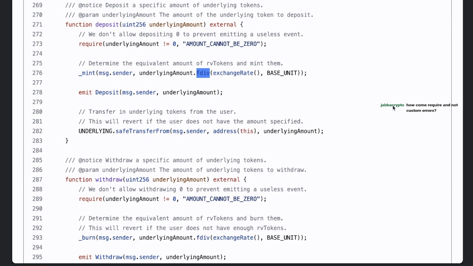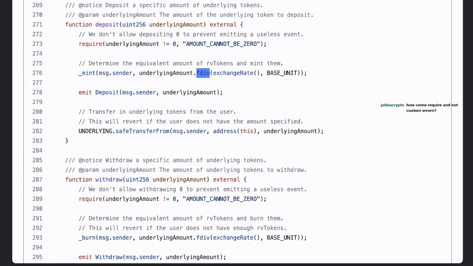You're dividing the amount of underlying tokens like DAI by the amount of tokens per RV token, so per RV DAI. And since that exchange rate only goes up, in theory, at the start of the vault's operation, it'll be 1-to-1. So you deposit 1 DAI and you'll get 1 RV token. But as it begins to earn interest, you'll deposit 1 DAI and that'll divide out to like 0.909 RV DAI.